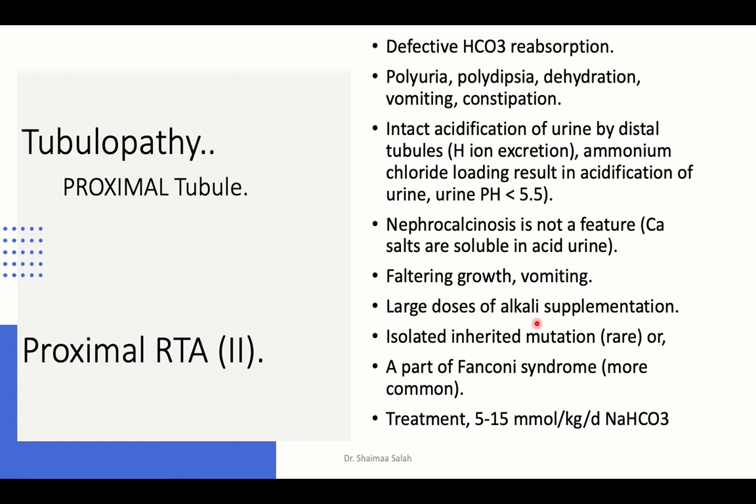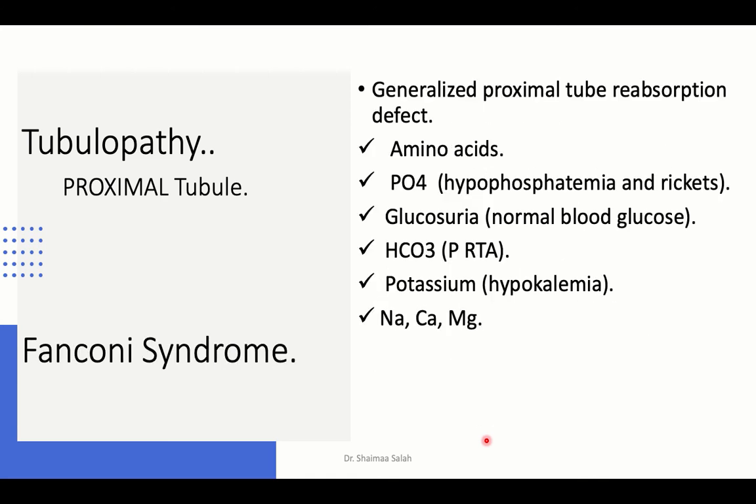Here the treatment will be by large doses of alkali supplementation due to excessive loss of bicarb, and also it can be isolated inherited mutations. It is rare to have just isolated proximal RTA as an inherited mutation, but the most common presentation for proximal RTA will be as part of the Fanconi syndrome. Again, it can be an acquired defect by tubular insults. The treatment here will be with high amounts of bicarb supplementation plus fluid and potassium supplementation. So what is Fanconi syndrome?